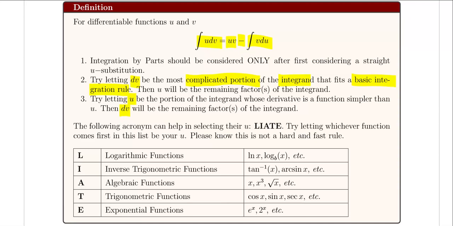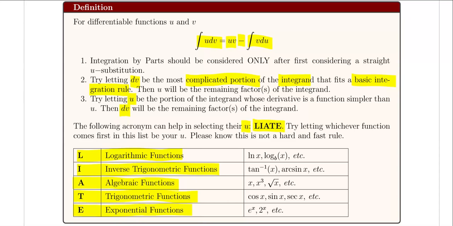Now, this is typically how I define the u and the dv, but I know that some people like to use the following acronym to define their u's. The acronym is LIATE, which stands for logarithmic functions, inverse trigonometric functions, algebraic functions, trigonometric functions, and lastly, exponential functions. Now, typically whichever function comes first, you want to define that as your u. However, I would mention that this is not a hard and fast rule. Sometimes it works. I mean, a lot of times it works, but not always.